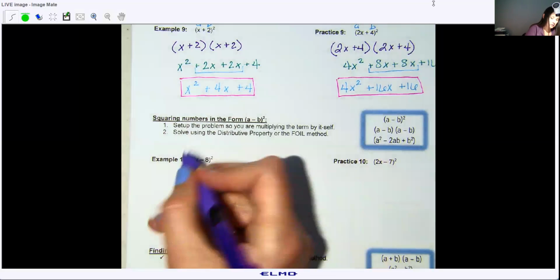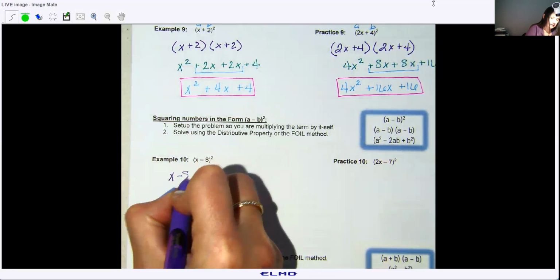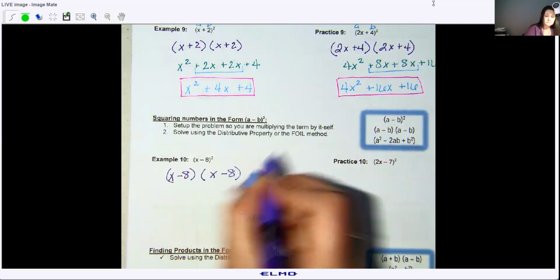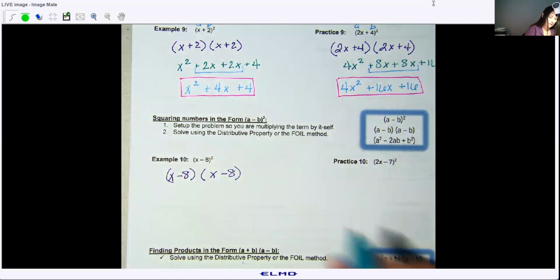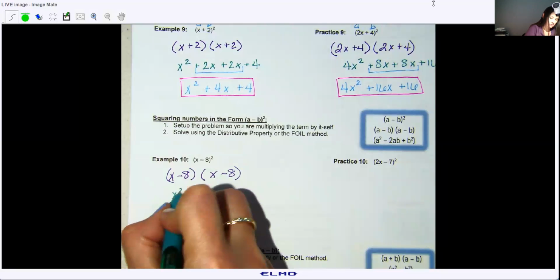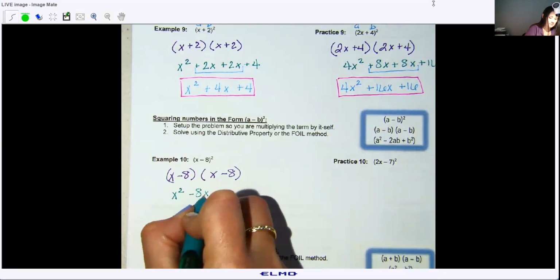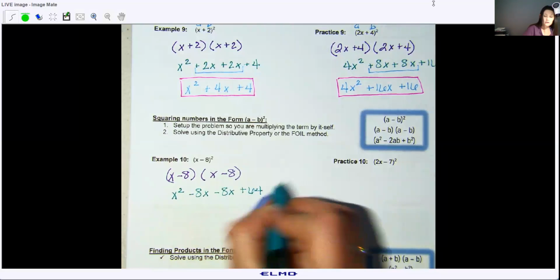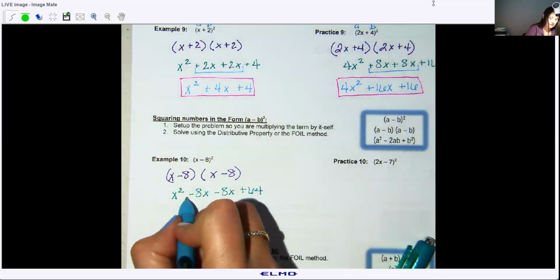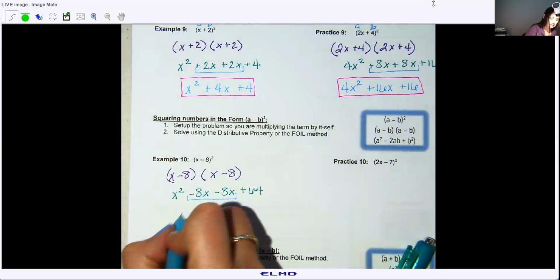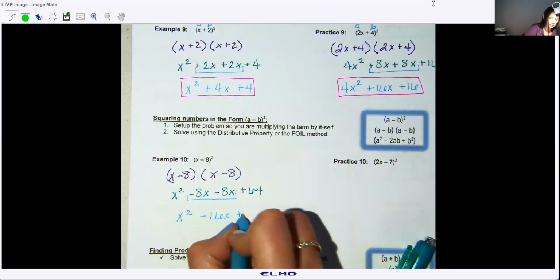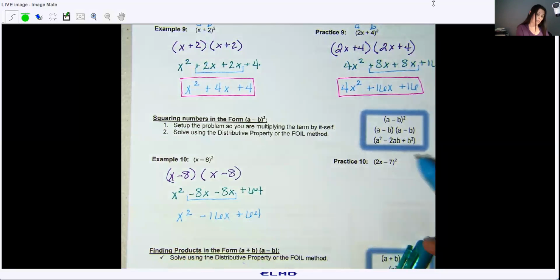So we have x minus 8 times x minus 8. We have x squared minus 8x minus 8x plus 64. And we can add these two together to get x squared minus 16x plus 64. And that looks like what we have here. This is just subtraction.